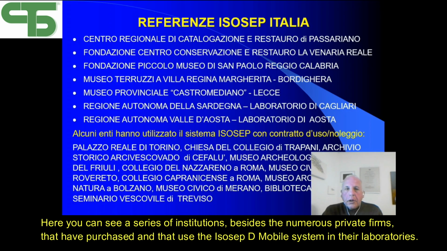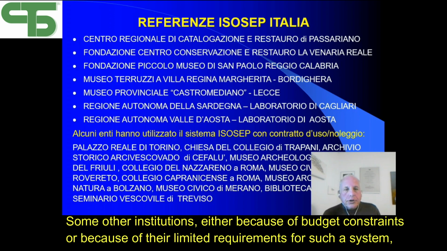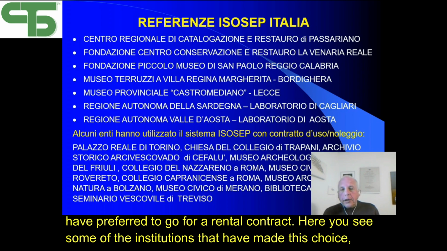You can see a series of institutions beside the numerous private firms that have purchased and used the Isosep D Mobile system in their laboratories. Some other institutions, either because of budget constraints or because there are limited requirements for such a system, have preferred to go for a rental contract. And here you can see some of the institutions that have made this choice.